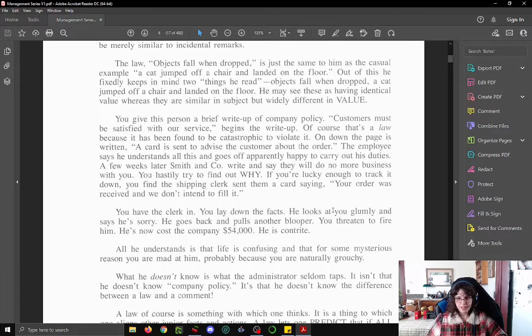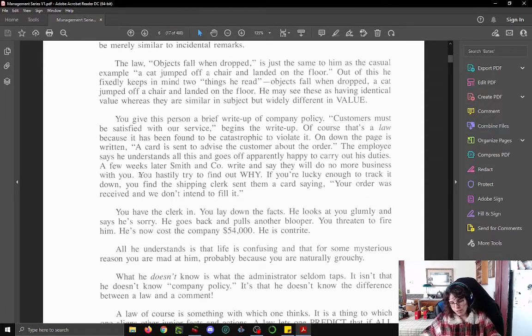You lay down the facts. He looks at you glumly and says he's sorry. He goes back and pulls another blooper. You threaten to fire him. He's now cost the company $54,000. He's contrite. This is a very simple example. Stuff's going to be a lot more complicated than this.